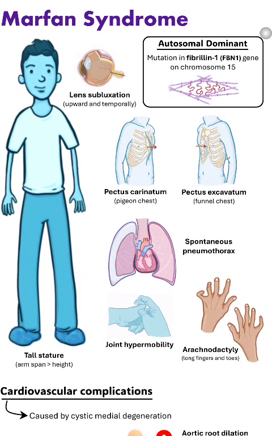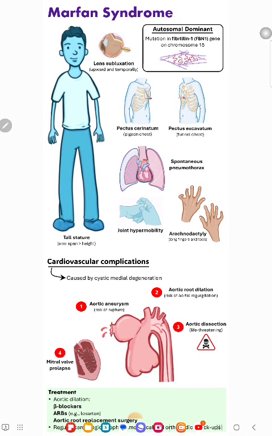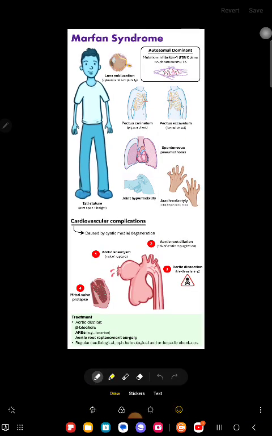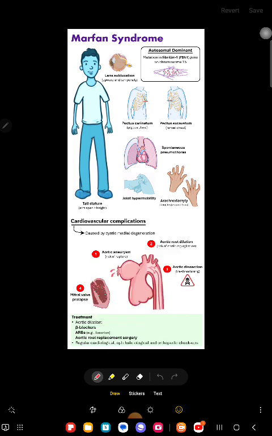This slide is about Marfan syndrome, and as you can see, it's inherited in an autosomal dominant pattern. But take care, guys. This pattern is called variable penetrance, and variable penetrance means it's not 100%. If the parent has Marfan syndrome, he will pass it to his children.